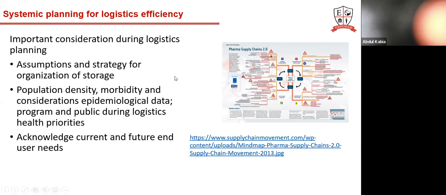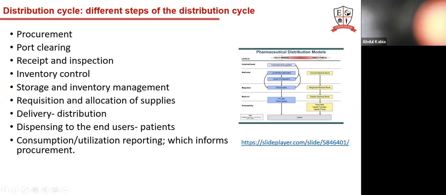You should also acknowledge the current and future needs. Do we have program plans? Do we need to expand? We are distributing ARVs, and there is going to be a program, there is a current expansion. So there should be future thinking. What are the needs of the users? So in designing a logistics system, those are all critical in bringing them together. Next slide.